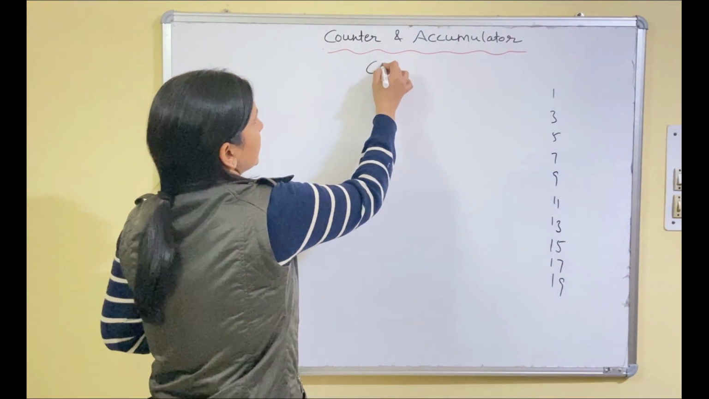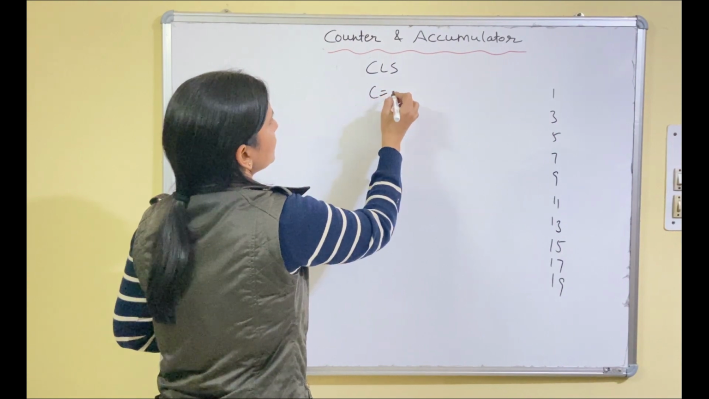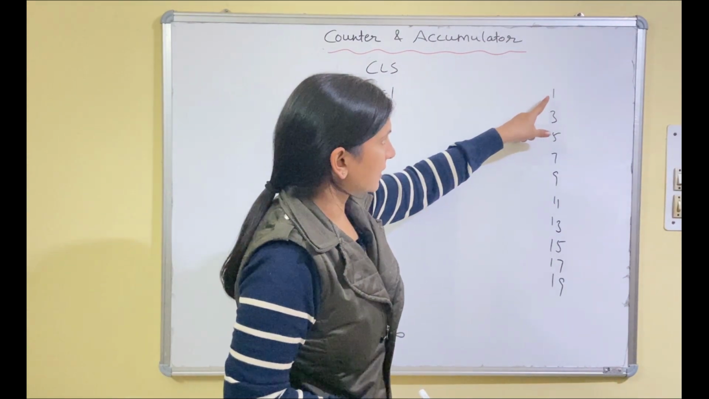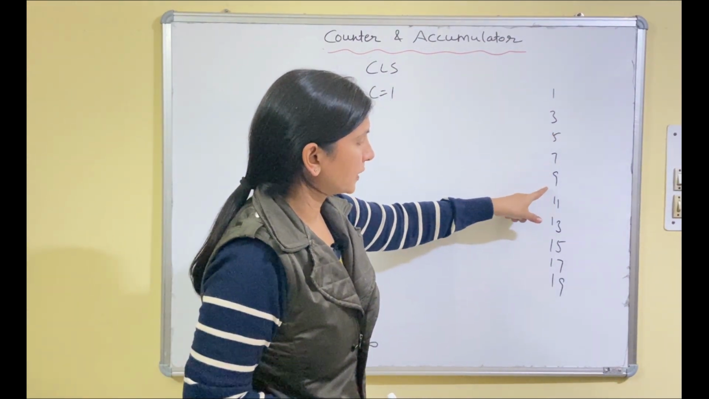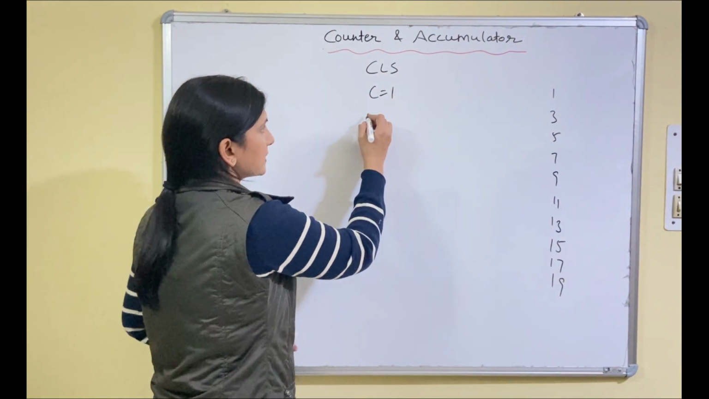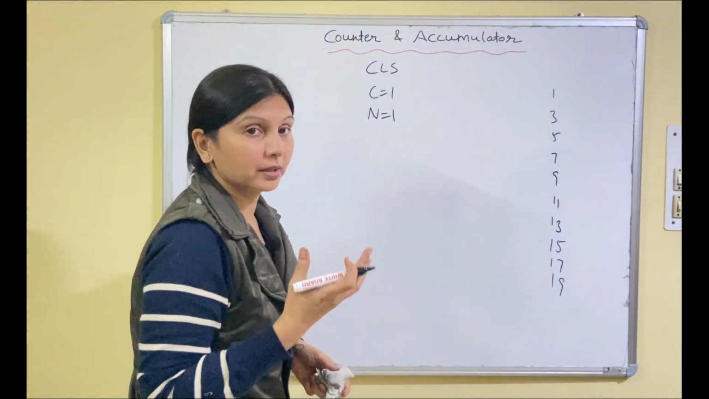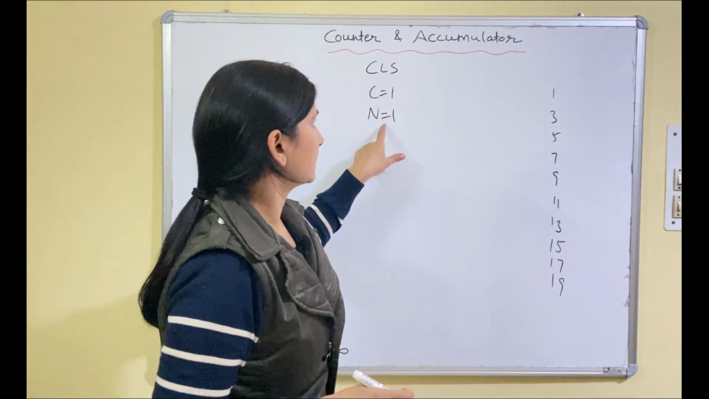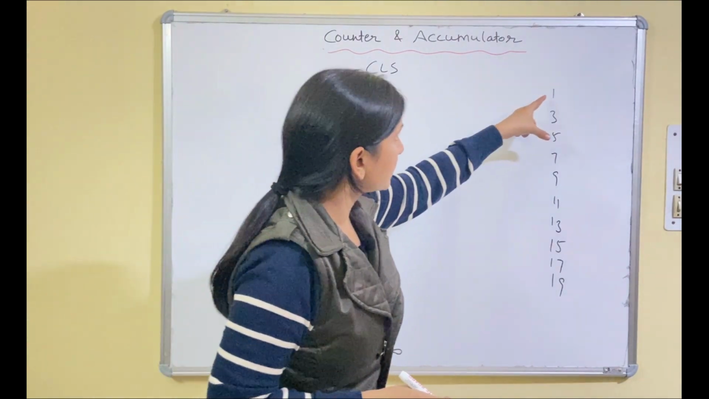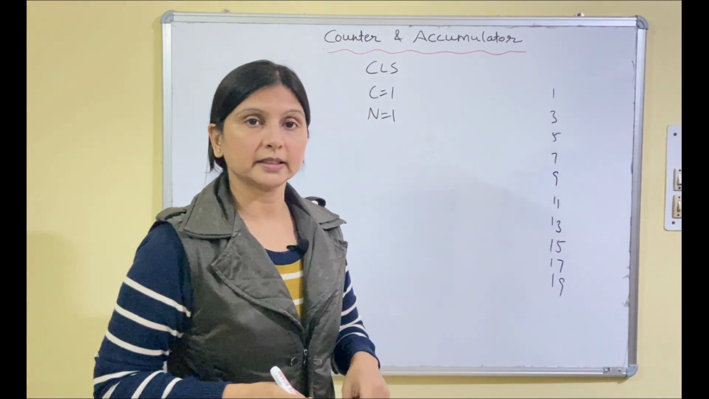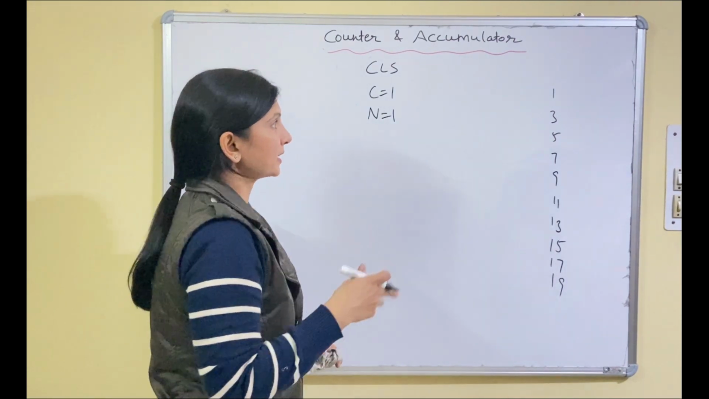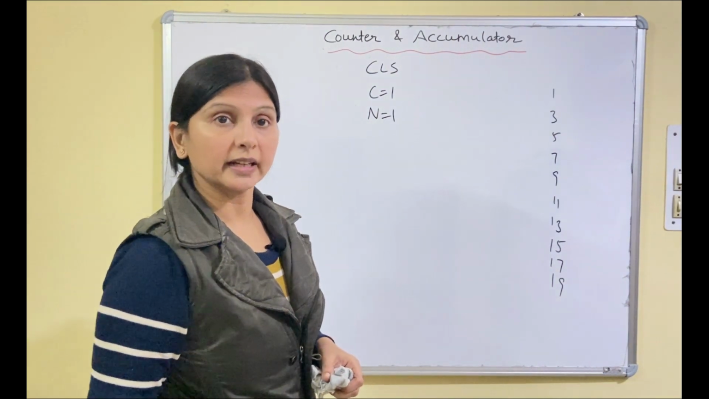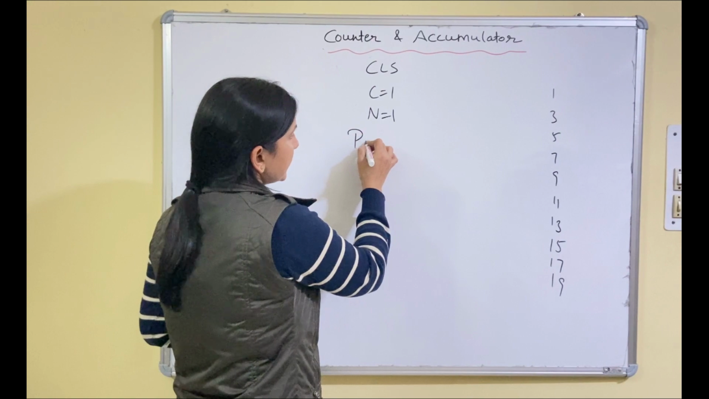So let's start. CLS. C equals to 1. I've taken a variable. Now this counter will check first term, second, third, fourth, fifth, how many? 10. And n equals to 1 means number. Which number are we going to add? 1, 3, 5, 7. This is n. And C is first number, second number, third number, fourth number. It is counting. Now what shall I display? C or n? I will display n, because n is the number.